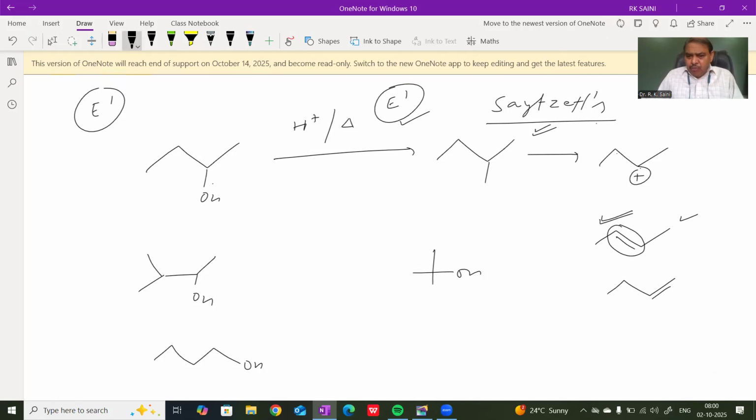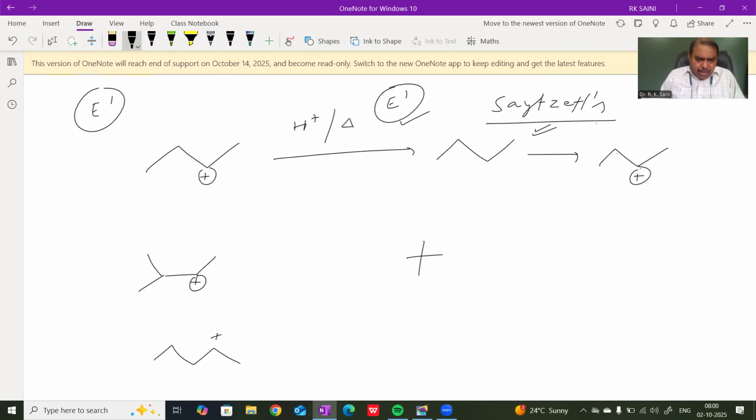For the reactivity order of alcohols, we consider the nature of the alcohol or formation of carbocation. In the first case, the carbocation is secondary. In another case, the carbocation is also secondary. In the third case, the carbocation is primary. After removal of H plus ion, the carbocation is primary. And in the fourth case, the carbocation is tertiary. We know that tertiary carbocation is more stable. Therefore, the most stable carbocation is easily formed, and the fourth compound is highly reactive.